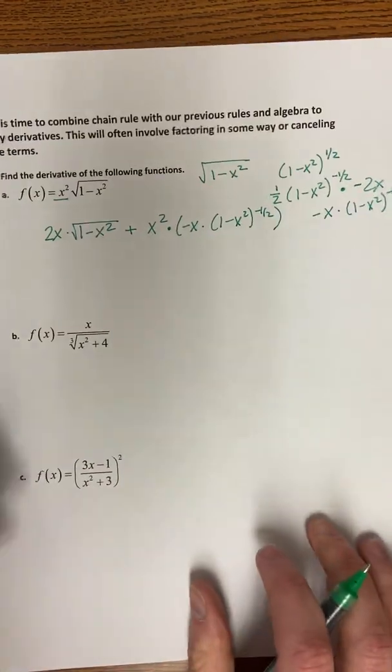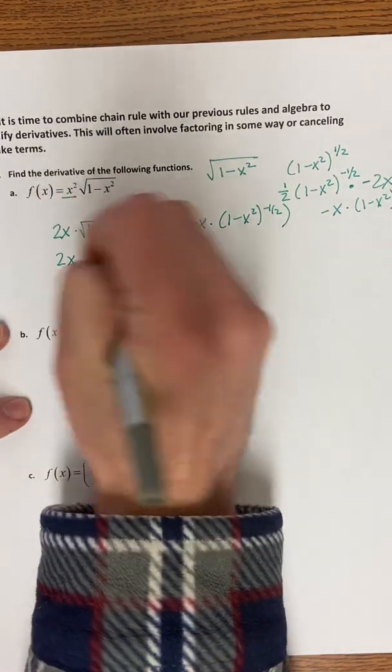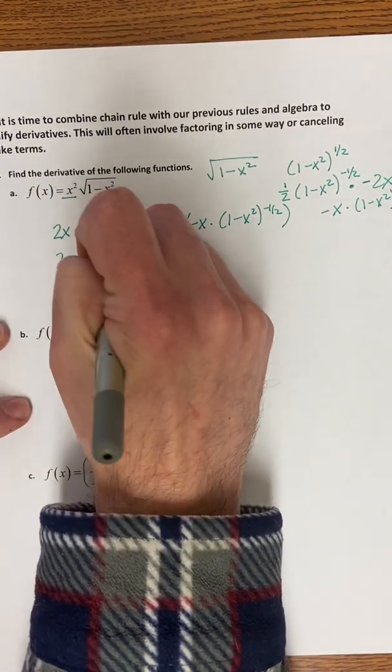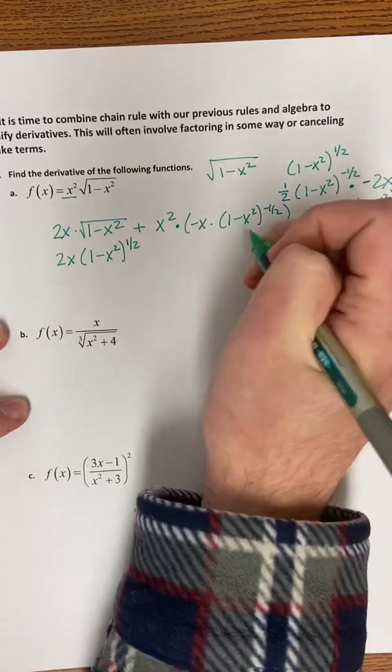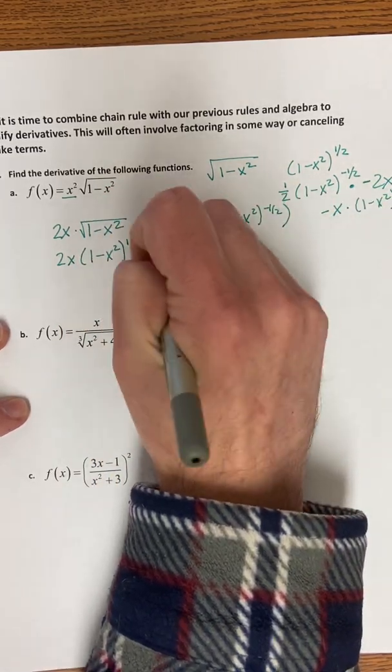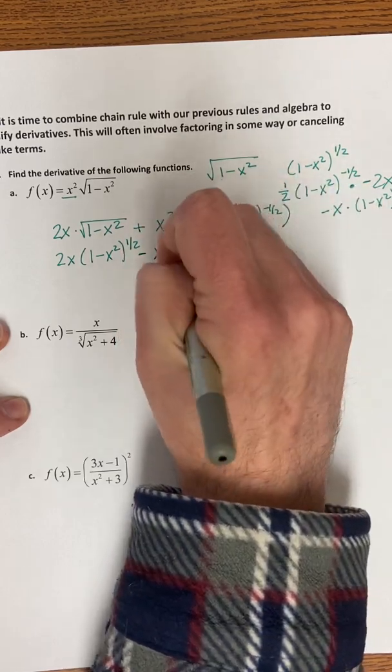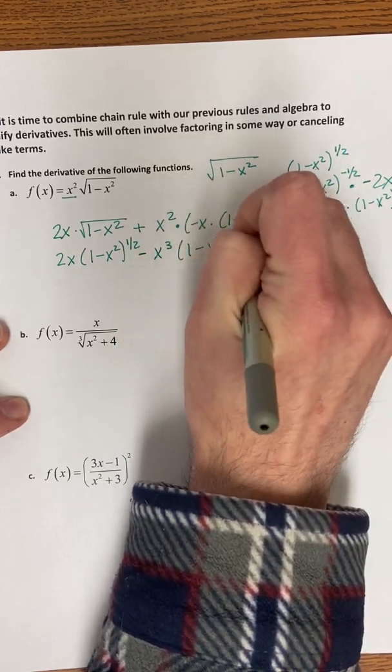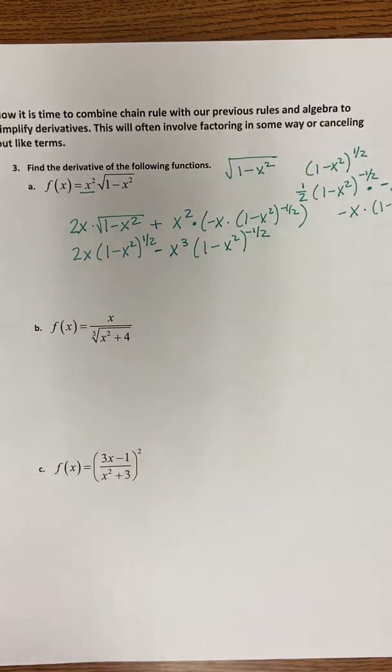Now if we clean this up, this is now 2x times 1 minus x squared to the 1/2. I'm going to use fractional powers for now. Minus x cubed times 1 minus x squared to the negative 1/2. Now there's a strategy we can use to factor out, algebra that's kind of unusual from what you've done in the past. Here we can factor out a negative exponent because we know it's going to the denominator, which will allow us to actually kind of rationalize both of these 1 minus x squareds.